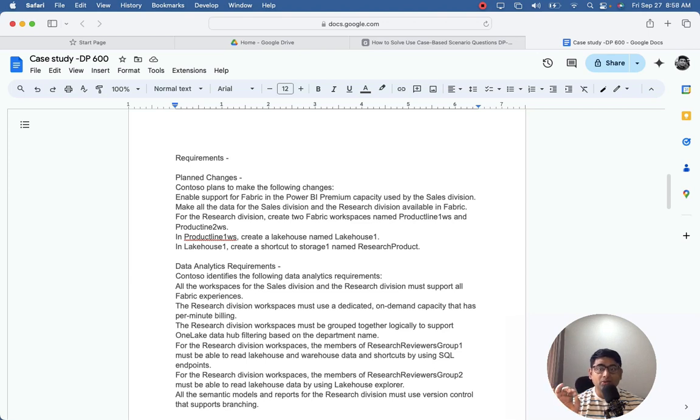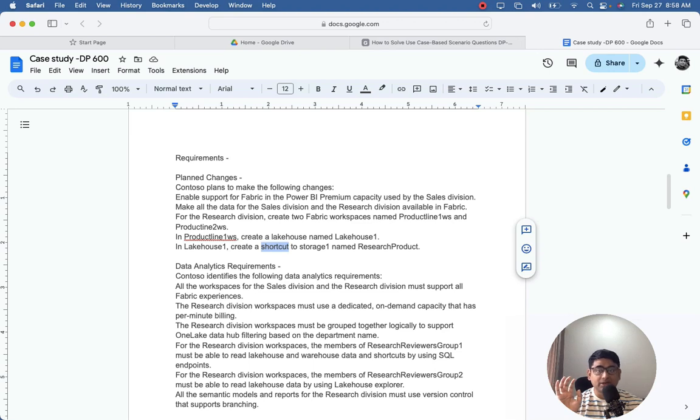Okay. Now they are saying in the product line 1 workspace, create a lakehouse named lakehouse 1. In lakehouse 1, create a shortcut to storage, named research product. Now again a new concept came, shortcut. So what are shortcuts, why are they used, where are they used, when are they created. So again remember all these answers.